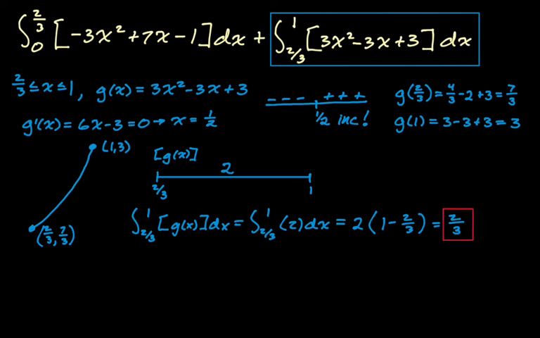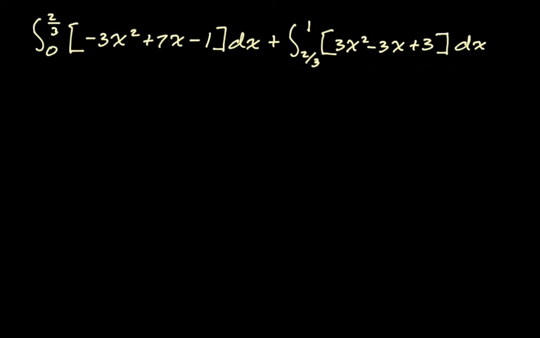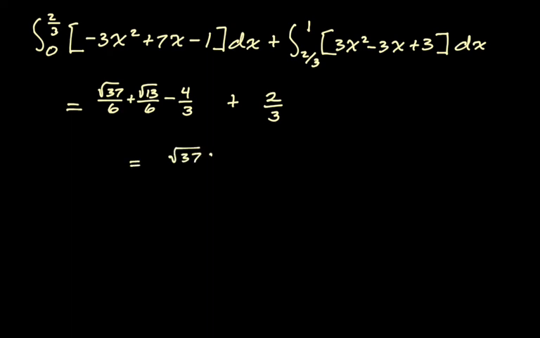So here was what we had. I'm just going to import my answer to the first one, which you may or may not remember. It was root 37 over 6 plus root 13 over 6 minus 4/3. And then plus our answer to the second one, which was 2/3. And we're just going to get a common denominator and we will be done.